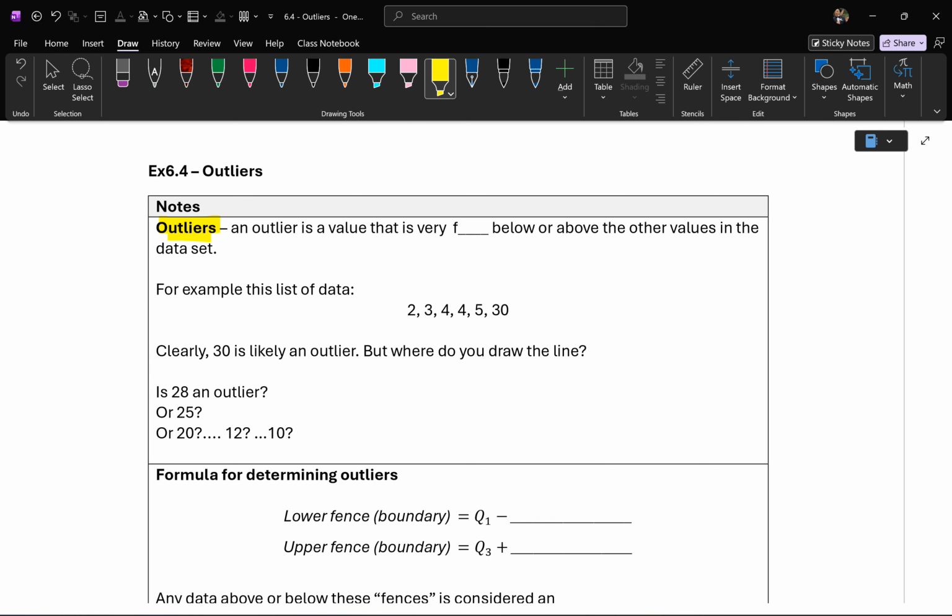Outliers. An outlier is a value that is very far. Write this in.